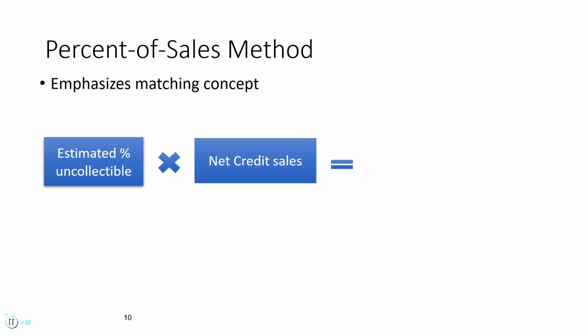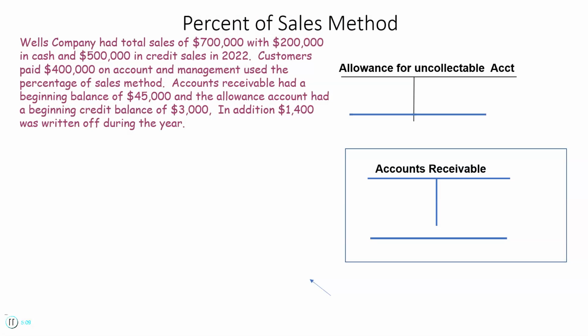Remember, it's net credit sales times the percentage that equals bad debt expense. So now let's look at an example. We have a company that had total sales of 700,000. Of that amount, 200,000 was cash and 500,000 was credit.